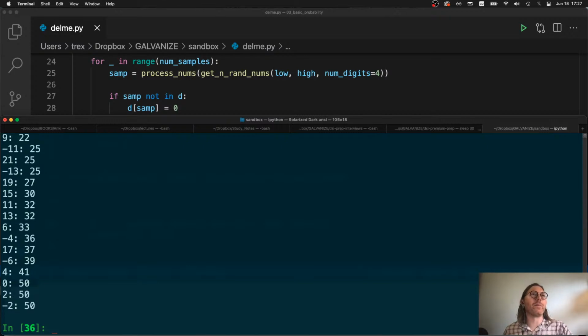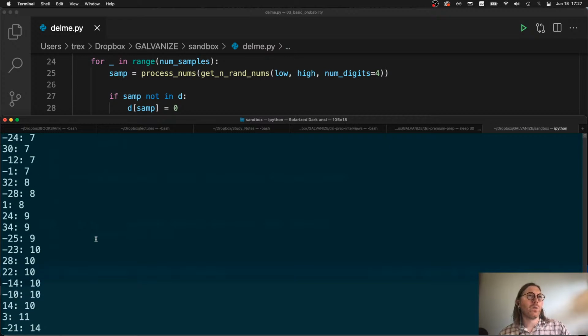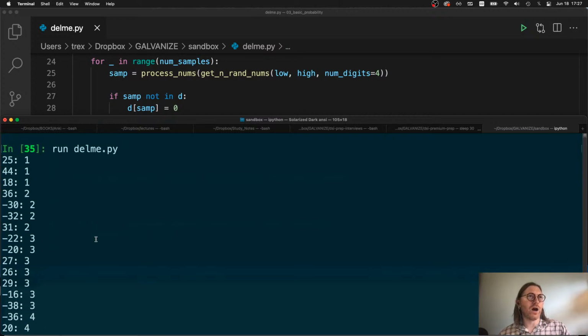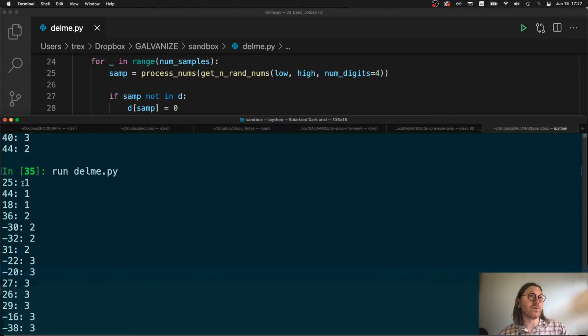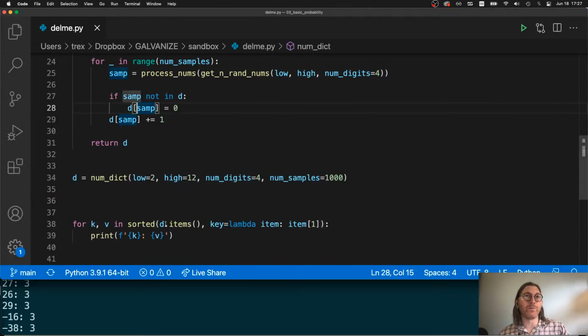Let's try that. Okay, that's better. All right. So in this case, what we're doing is we are sorting by value, right? And essentially, there's just this parameter right here, this parameter key, where we can set essentially kind of an anonymous function that will end up sorting on the second item.